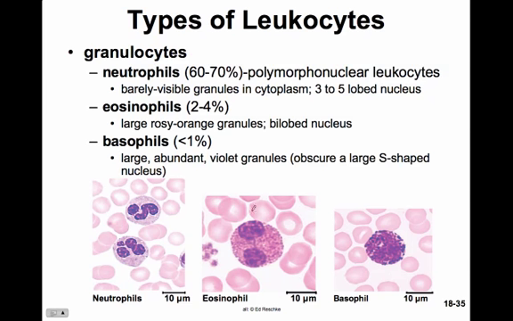Eosinophils, on the other hand, are only about 2 to 4%. They have large, rosy orange granules, and they have a bilobed nucleus, so you can see the granules more clearly. The basophils here on the right have large and abundant violet granules. They have an obscure S-shaped nucleus you can sort of make out in here.